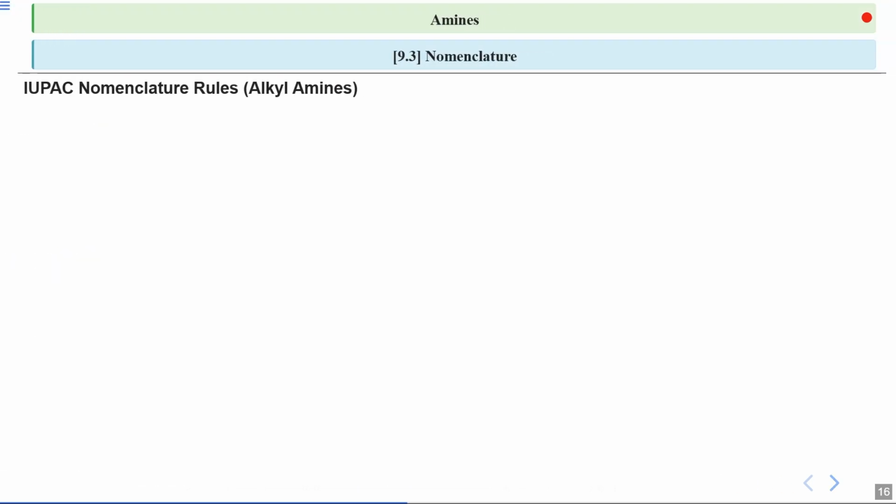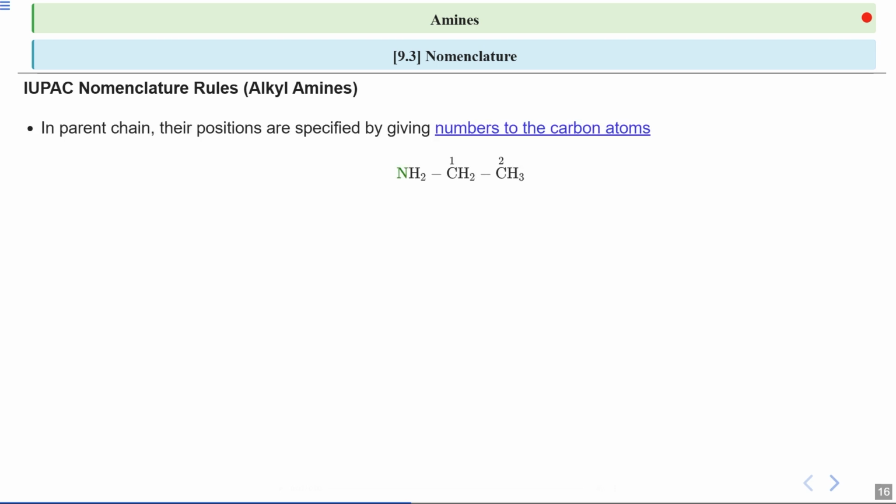Now students, we will look towards the nomenclature. How are we naming these compounds? Okay. First, we will see towards alkyl amines. So what happens? First, notice the parent chain. Okay. So in parent carbon chain, we assign number to each carbon atom. The numbering, it helps us specify exactly where the amino group, that is the NH2 group, is attached. So if you see over here, I have done the numbering 1, 2. So it is specifically showing that the NH2 group over here is attached to the first carbon. Okay.